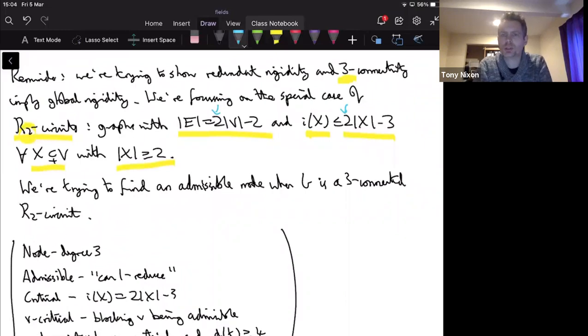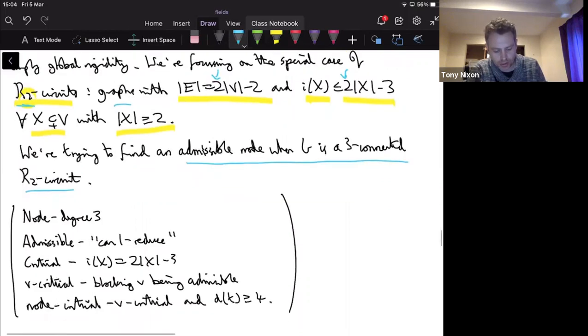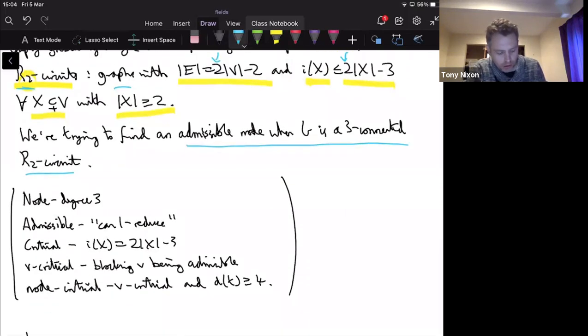So what we showed last time was a number of preliminary lemmas that built up some structural information about circuits, about R2 circuits, this particular class of graphs here. And we're going to continue that to try and find an admissible node whenever the graph is a three-connected circuit. And just to remind you, node is my shorthand for a vertex of degree 3.